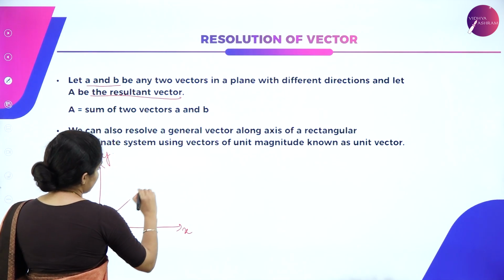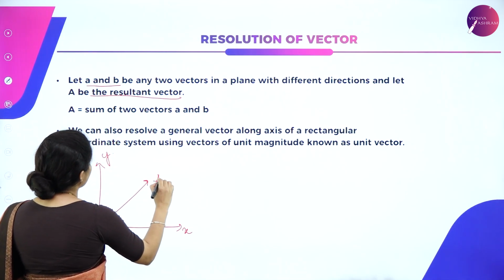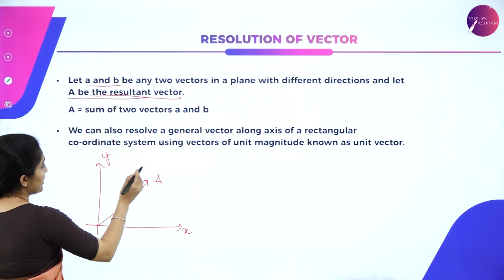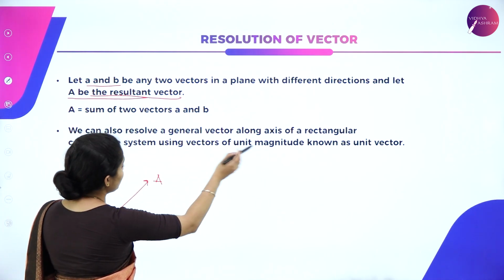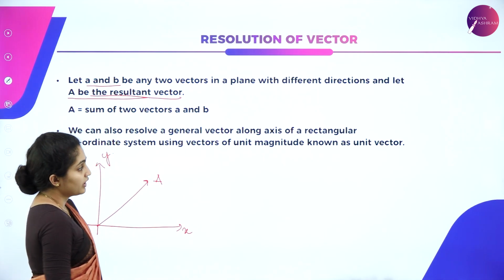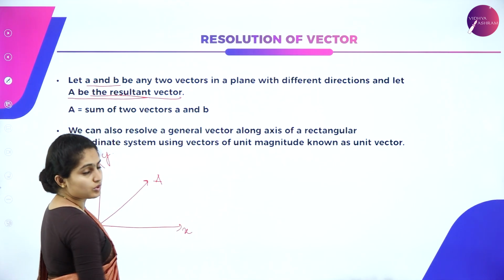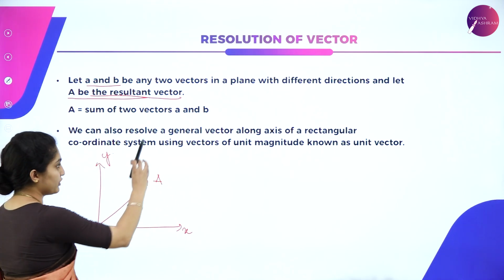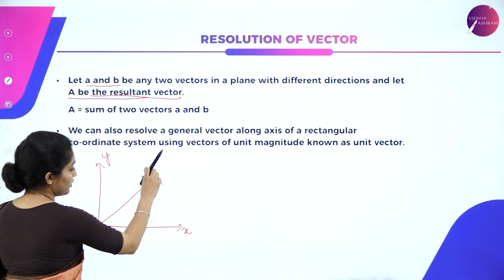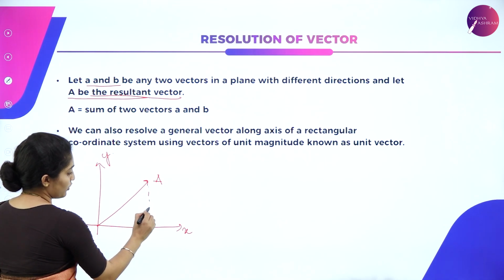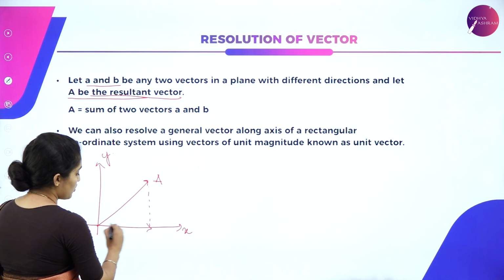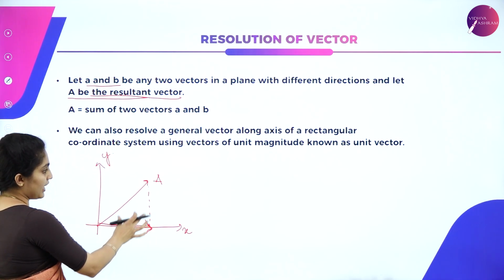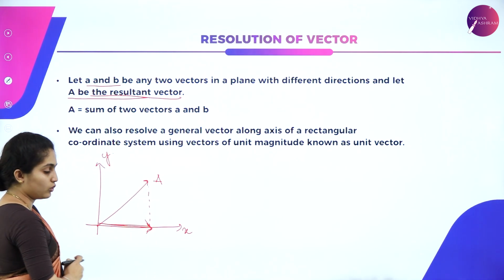Suppose vector A is the resultant vector, the sum of two vectors A and B. We can resolve it into a rectangular coordinate system, using magnitudes and unit vectors. Suppose a light is falling from the top. Where does its shadow fall? It falls on the x-axis. So I just draw this thicker line. We have vector A's shadow over here.